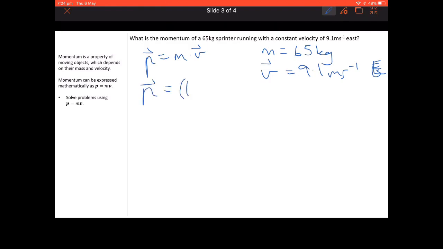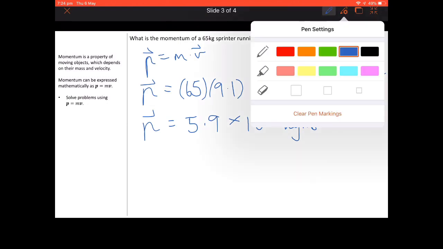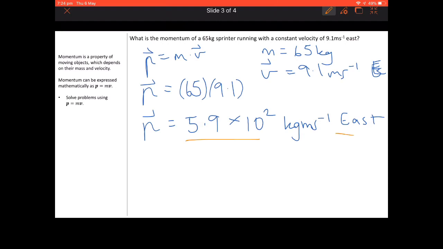So we'll just pop it into our equation, and this will give us an answer of 5.9 by 10 to the 2 kilogram meters per second, and because our velocity is east, our momentum is also going to be east. There's our magnitude, there's our direction.